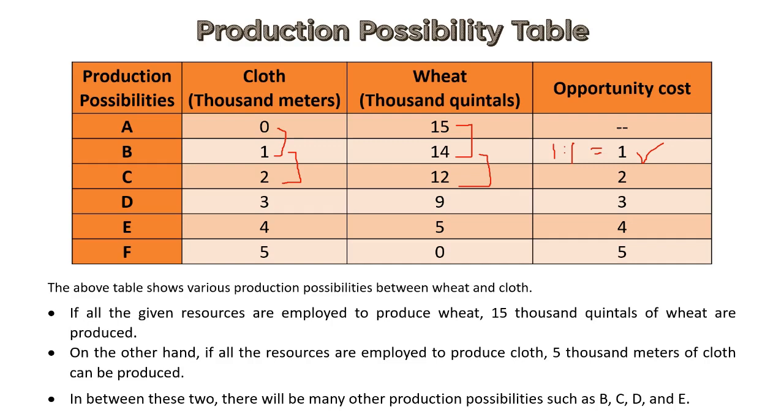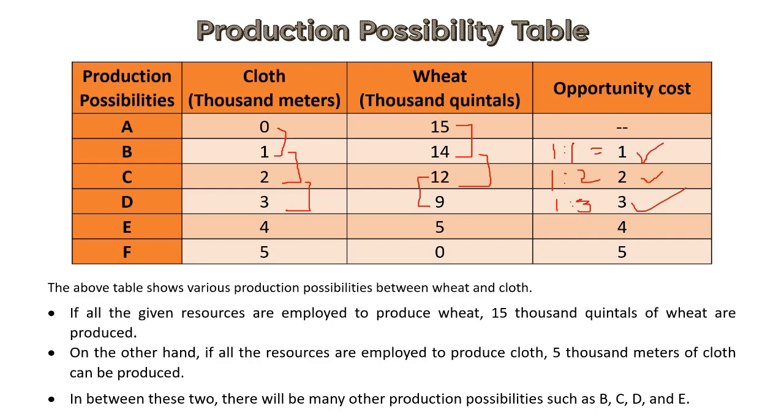In the case of the C combination, the opportunity cost will be 1:2, meaning that for the production of one additional unit of cloth we are foregoing 2 units of wheat production. That's why the opportunity cost in the case of C will become 2. Between C and D, again for one additional unit of cloth we are foregoing 3 units of wheat. So in this case the opportunity cost will be 1:3. Otherwise you can say the opportunity cost is just 3.